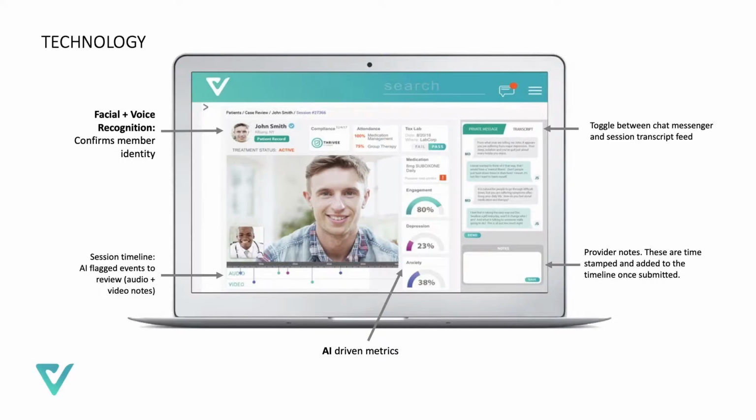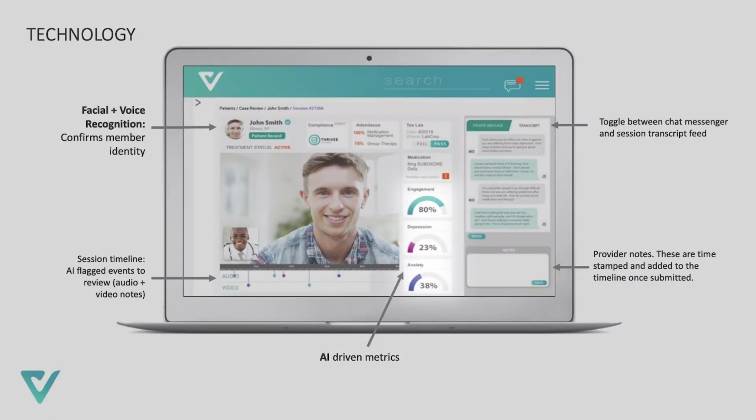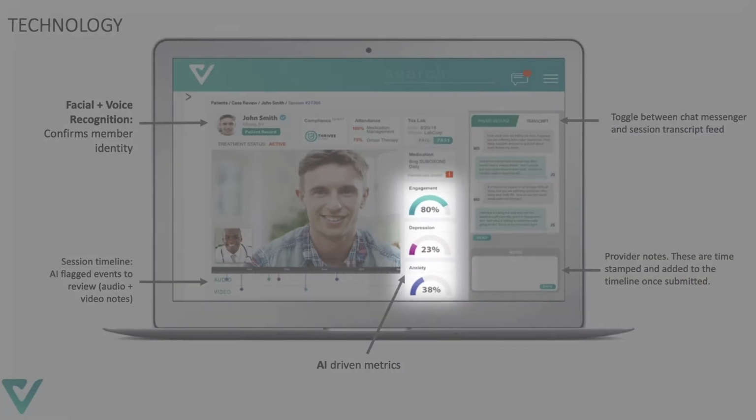But we can see this dial here. This is again with our AI tools running, facial recognition, voice recognition tools running. We can see level of engagement, in this case 80%. We can see level of anxiety. We can see level of depression. So in Maggie's case, these numbers would be flaring red. They would be way over on the right side of the scale. So she can see what's happening there.